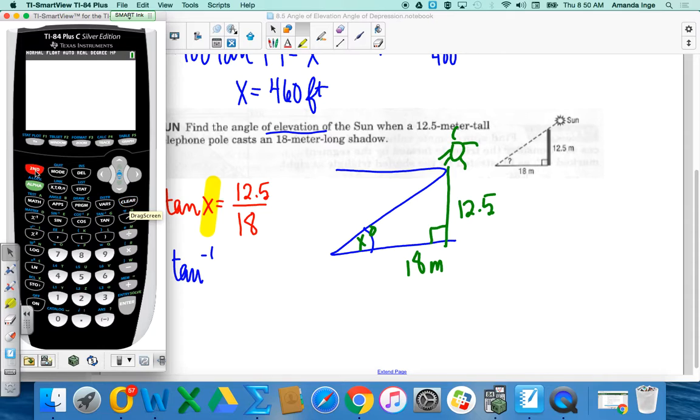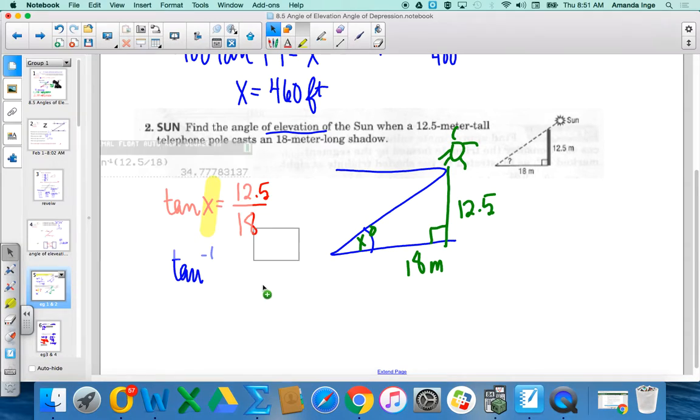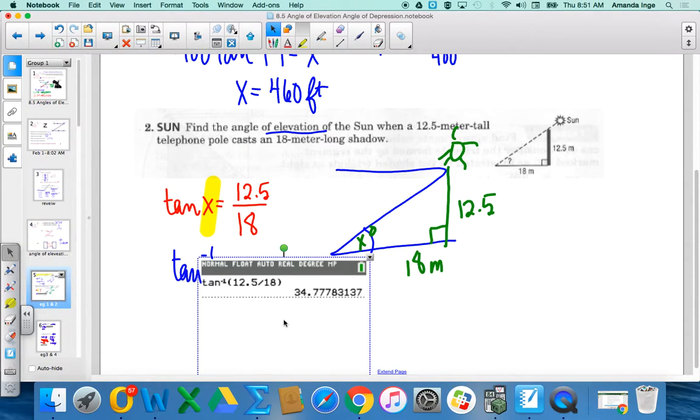So second tangent, and then 12.5 divided by 18. Close the parentheses. Get in the habit of closing the parentheses, y'all. And we get that x is equal to 34.77 degrees.